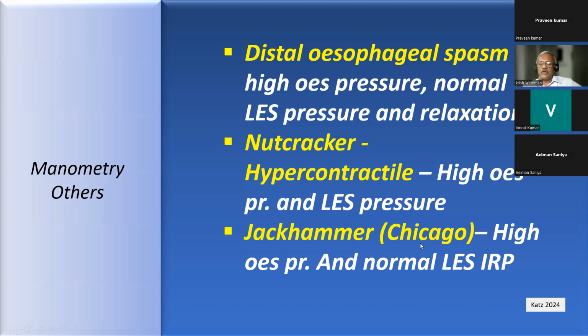Now, Chicago classification does not recognize what is called nutcracker. According to version 4, this is an old term. You don't have to worry about it. I also didn't know until I did some reading just recently. Chicago recognizes something called jackhammer esophagus, which has a high esophageal pressure and a normal LES pressure and IRP. What is IRP, Ines? Integrated relaxation pressure. Relaxation is normal, but it has a high pressure.